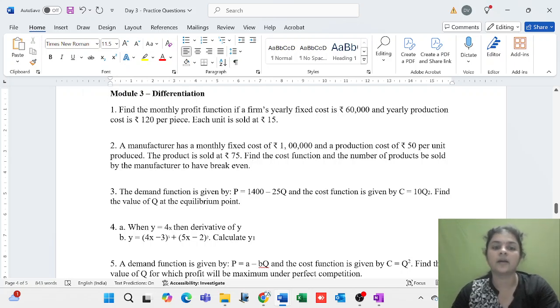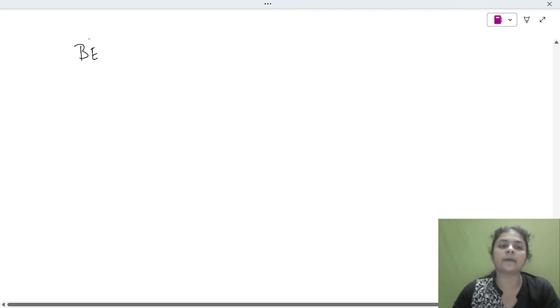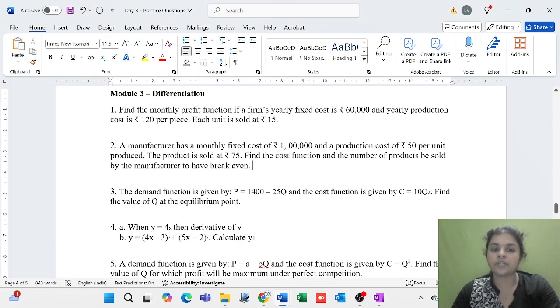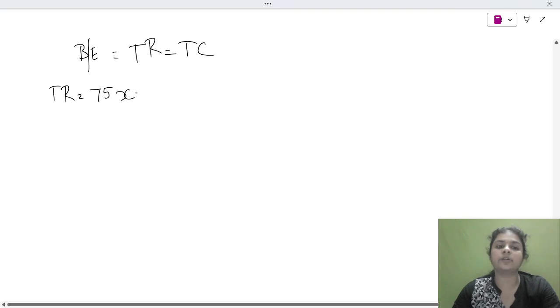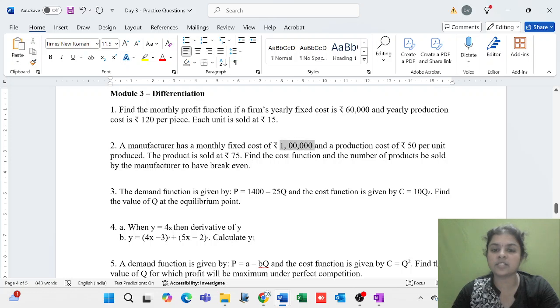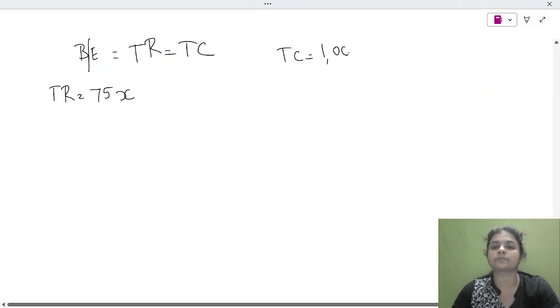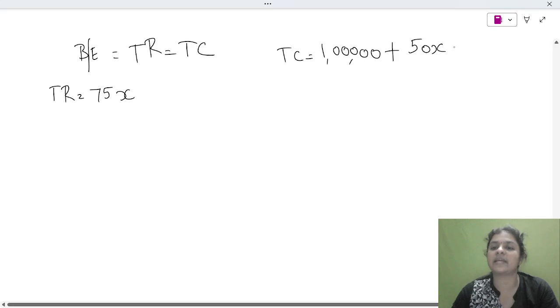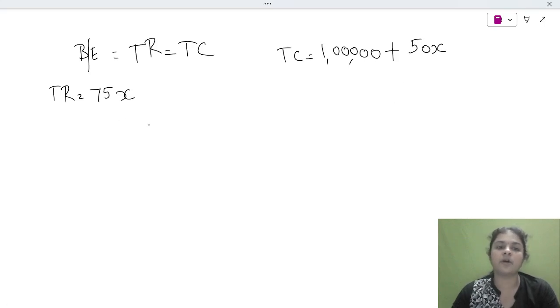Break even we need to calculate based on total revenue equals total cost. What is total revenue? Product sold is 75 rupees, so 75x. What is total cost? Monthly fixed cost is 1 lakh, so we will find monthly break even, and production cost is 50 per unit, so plus 50x. Now equate for break even: 75x should be equal to 1 lakh plus 50x.